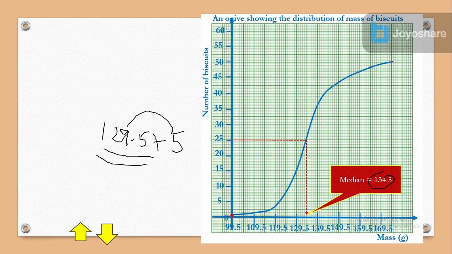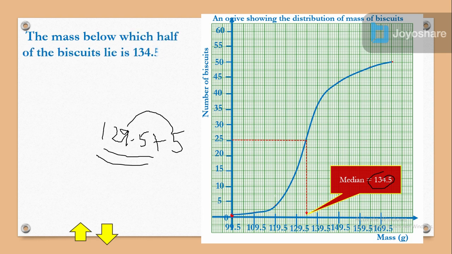Let's go ahead and conclude. A conclusion will say the mass below which half of the biscuits lie is 134.5.